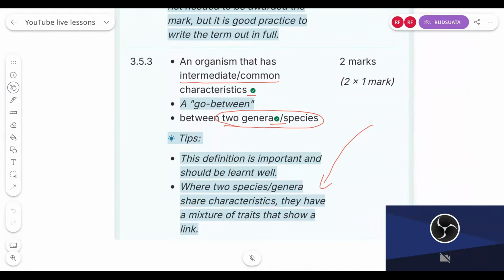So literally, it's a transitional species or organism. There are probably many different synonyms for the word intermediate, like the word in between, or is shared by two, like that also means common. And this bit over here is important because you can't just say organisms, you have to say groups, species, genera, something along those lines. And that's what's going to get you 2 marks.